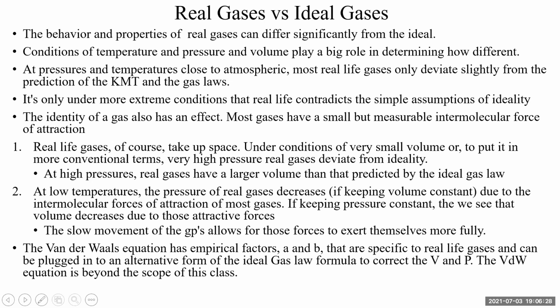We're talking about very low temperatures. There is an equation called the van der Waals equation. The van der Waals equation has empirical factors A and B that are specific to real life gases. So each gas has its own values of A and B that you can plug into the van der Waals equation to account for these differences between ideality and real life behavior of those gases. So they're basically correction factors.